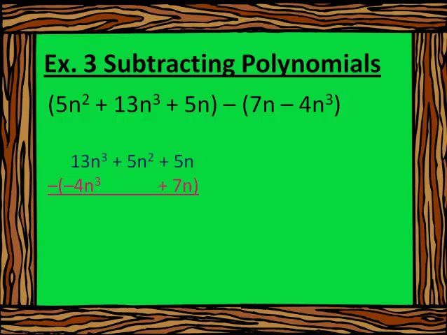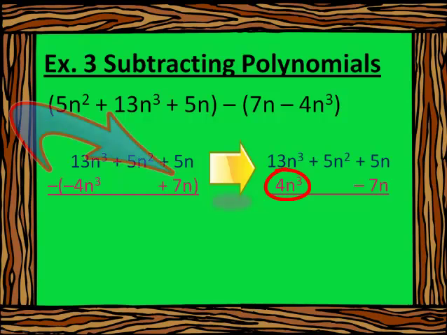Since I have to distribute a negative every time I see it to the left of the parentheses, I'm going to go ahead and rewrite my first part of my problem. So that first polynomial is rewritten, and then I'm going to distribute that negative to everything inside of the parentheses. So negative times the negative 4n cubed will give me 4n cubed, and negative times the positive 7n will give me a negative 7n.